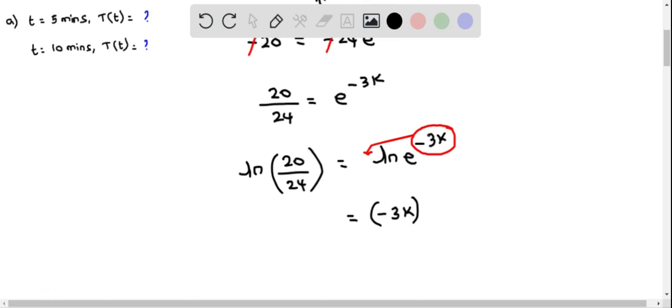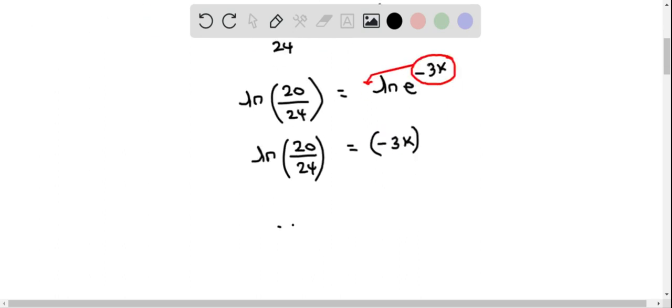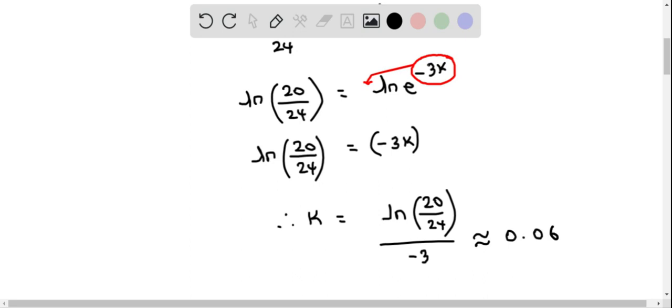And so on the left side, we have the natural logarithm of 20 over 24. We have to divide both sides by negative 3 so that we get k. So therefore, k equals the natural logarithm of 20 over 24, divided by negative 3. And when we plug this into the calculator and approximate k, we get approximately 0.06077. This is the approximate value of k rounded to 5 decimal places.